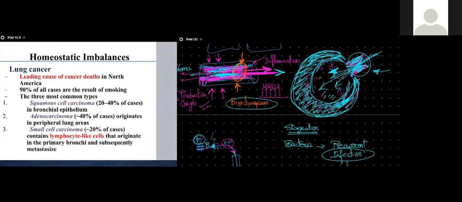Lung cancers, this is gonna be the leading cause of cancer death in North America. 90% of all cases are resulting from smoking. We have 3 major types. The most common type is gonna be developing from the bronchial epithelium. This is my squamous cell carcinoma. Comes after that is going to be the adenocarcinoma, which is going to be developed from the peripheral lung areas. Small cell carcinoma, it's a lymphocytic-like cell that originates in the primary bronchi, and it has a very high metastatic ability. It metastasizes very rapidly.